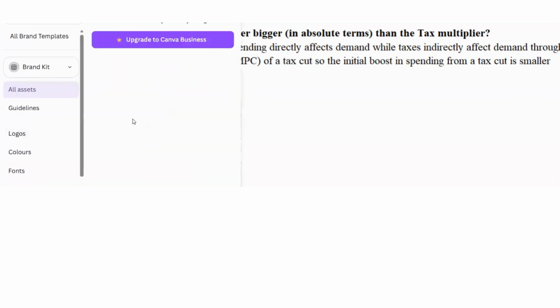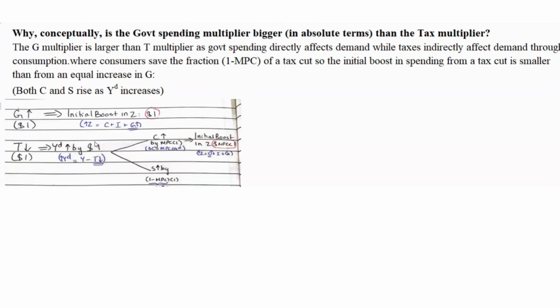So when you increase G by $1, the initial boost in demand is also going to be $1, because when G increases by $1, Z increases by $1. But taxes we do not see directly in Z anywhere. Taxes will indirectly affect demand through consumption.